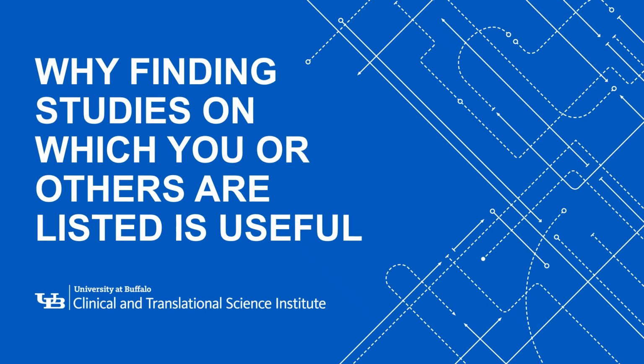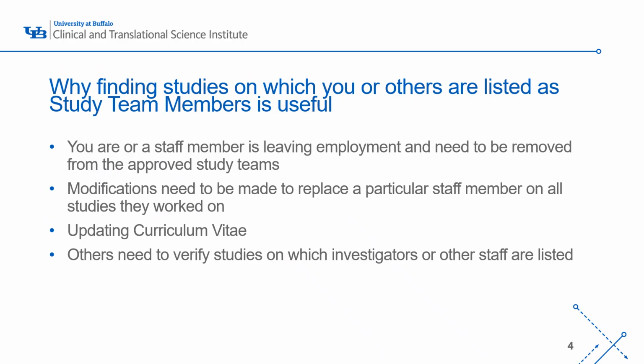Why finding studies on which you or others are listed is useful. Finding a full listing of the studies on which you or other people are listed may be useful for many reasons. Some people are members of several different studies and may be team members under different principal investigators. In cases like these, if the staff member has left employment and needs to be removed from any active studies on which they are listed, the search would make it easier to identify what studies require modifications.